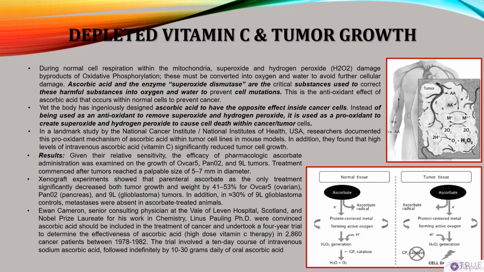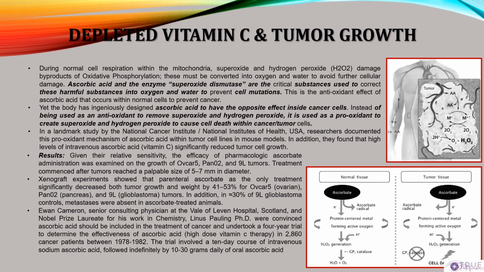From the study: given their relative sensitivity, the efficacy of pharmacologic ascorbate administration was examined on the growth of OVCA5, PAN02, and 9L tumors. Treatment commenced after the tumors reached a palpable size of 5 to 7 millimeters in diameter. The xenograft experiments showed that parenteral ascorbate as the only treatment significantly decreased both tumor growth and weight of the tumors by 41 to 53% for OVCA5, which is an ovarian tumor, PAN02, which is a pancreatic tumor, and 9L, which is a glioblastoma tumor cell. In addition, in about 30% of 9L glioblastoma controls, metastases were absent in ascorbate-treated animals.